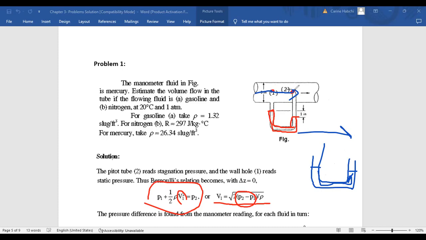Why? Who can tell me why here the pressure will not drop, it will increase in the pitot tube?